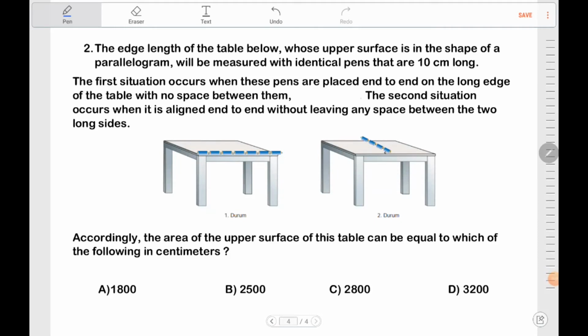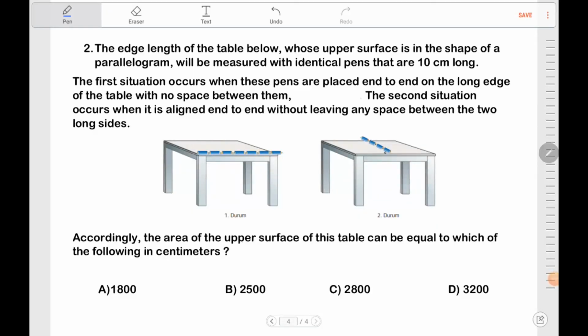Let's look at question 2. Question 2 says that the edge length of the table below, whose upper face is in the shape of a parallelogram, will be measured with identical pens that are 10 cm long. The first situation occurs when these pens are placed end to end on the long edge of the table with no space between them. The second situation occurs when they are aligned end to end without leaving any space between the two long sides. Accordingly, the area of the upper surface of this table can be equal to which of the following in centimeters?